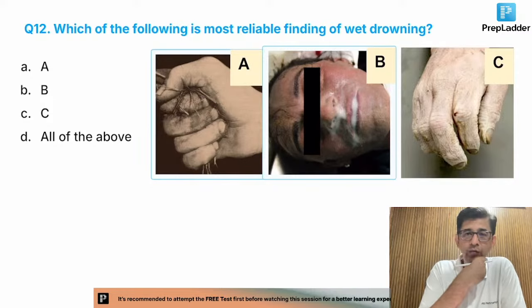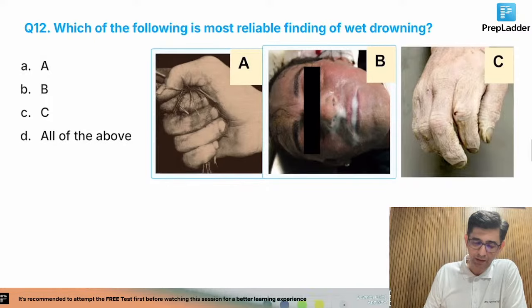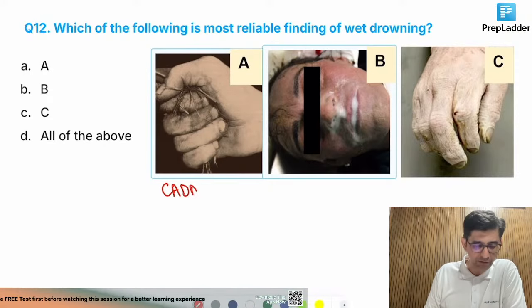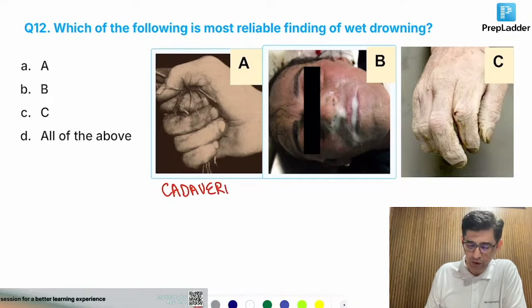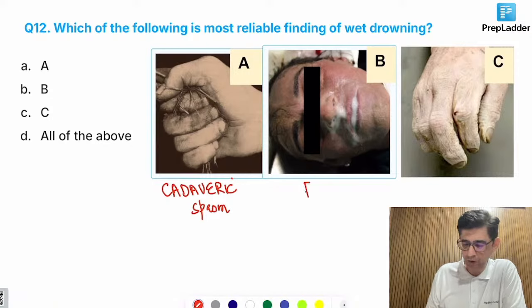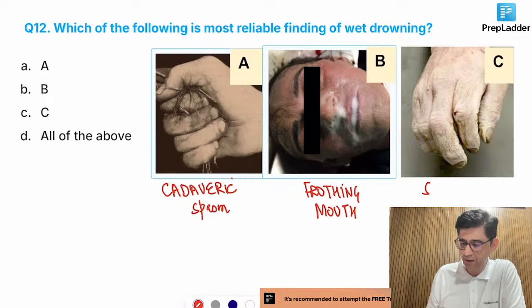You can see that cadaveric spasm, right? The guy might have been trying to hold on to some weeds. Then there's sodden skin that is also present. There is some frothing occurring from the mouth and the nose of the patient, like a dead body has just been brought in, and you can notice frothing. There's a cadaveric spasm, and there's going to be sodden skin present. I am getting A as an answer, guys.